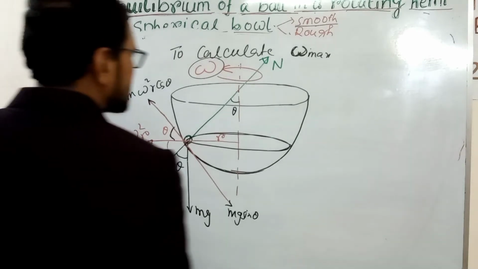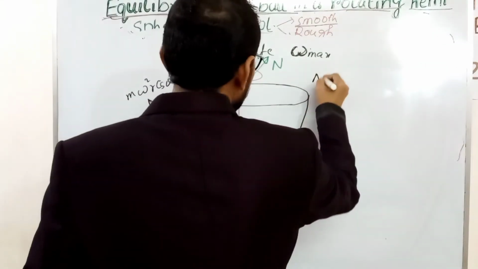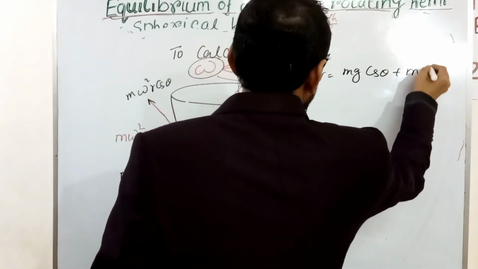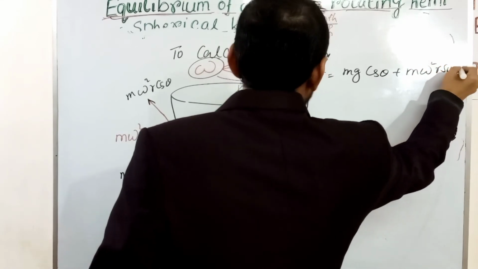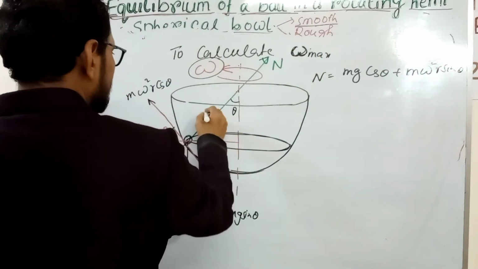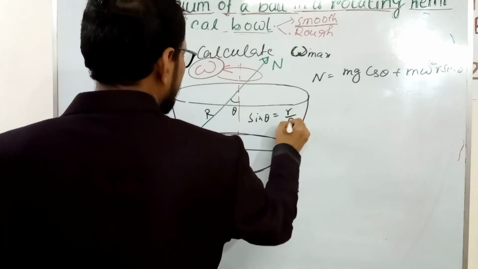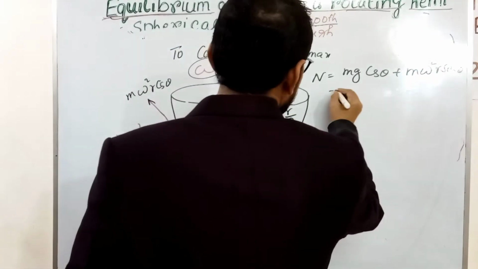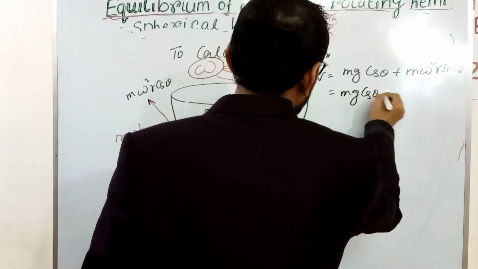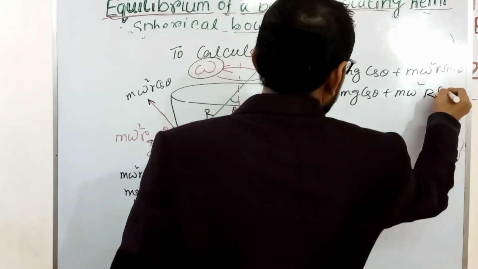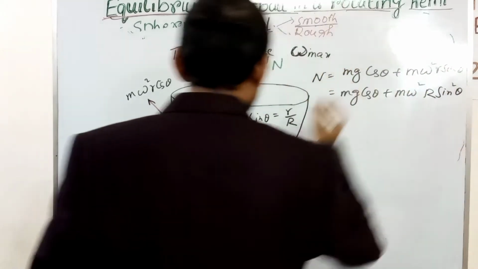Now what is the normal reaction? Here the normal reaction will be mg cos theta plus m omega square r sin theta. Now what is the relation between small r, capital R and theta? We know sin theta equals small r by capital R, so small r equals R sin theta. Put here: mg cos theta plus m omega square R sin square theta. So this is the normal reaction.